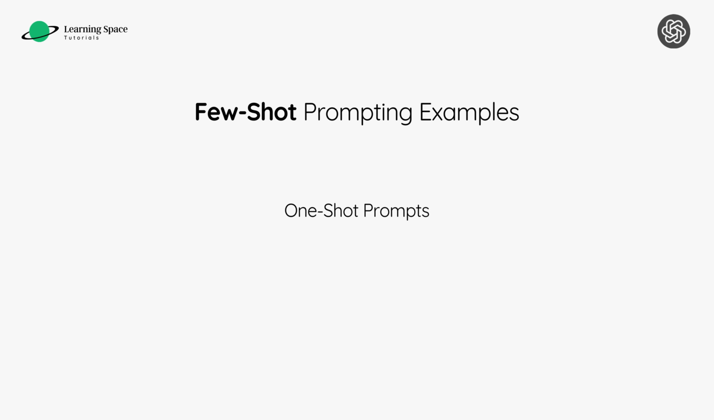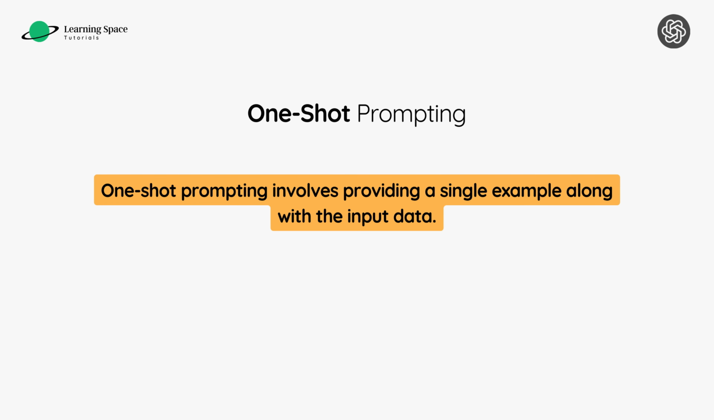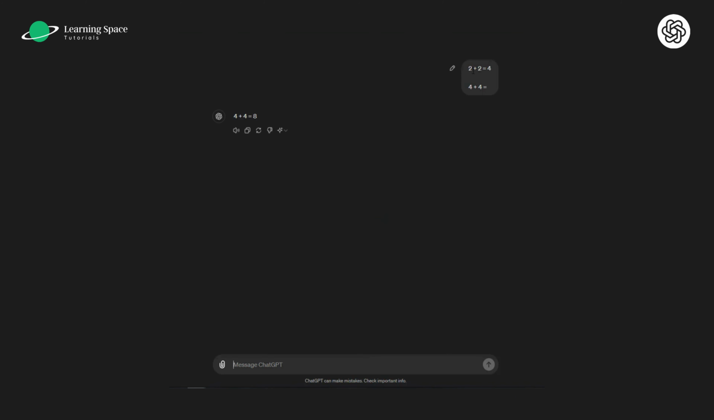One-shot prompting involves providing a single example along with the input data. Let's see it in action. Here, 2 plus 2 equals 4 is the example, and 4 plus 4 is the input data for which we need a response. So we have told the AI model to give us a response based on an example.